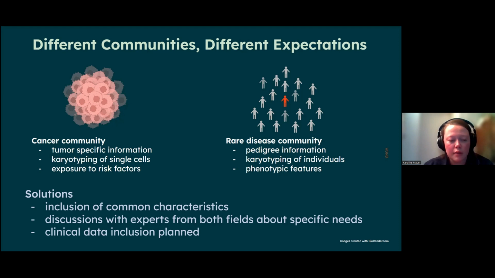We are in discussions with experts from both fields to see what their specific needs are and how we can implement them. And right now we have our core model going, but we still have to further look into how we can include more detailed clinical data.